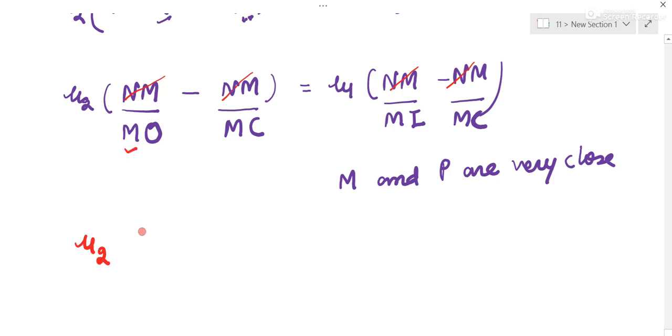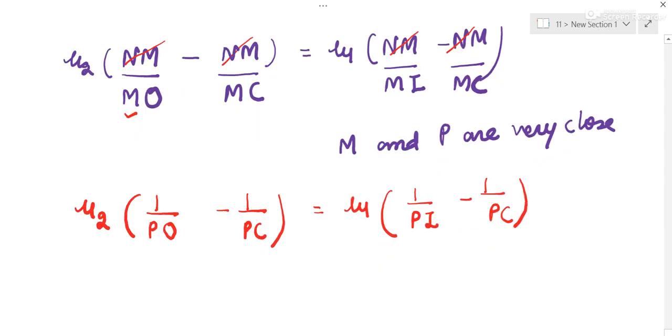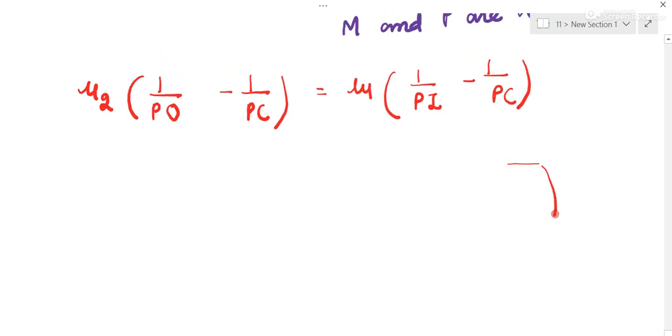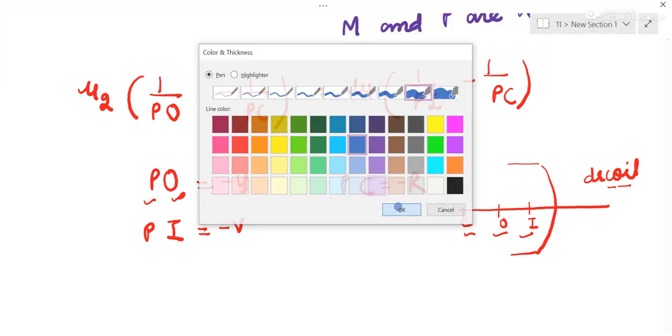So it is mu 2 into 1 by PO minus 1 by PC, equals mu 1 into 1 by PI minus 1 by PC. Now children, you know in the ray diagram, you all have seen that it was denser to rarer. It was COI. So everything is lying this side, so all three are negative. That means PO, object distance from P, is minus u. Image distance from P is minus v. And C distance from P is minus R. Just substitute these three in the equations and let us see.